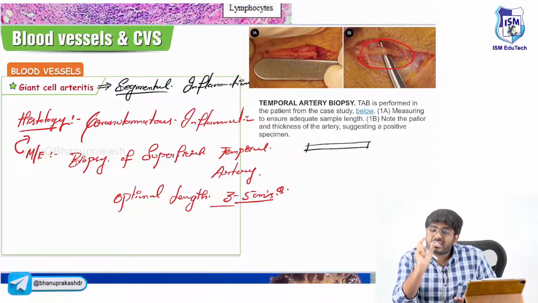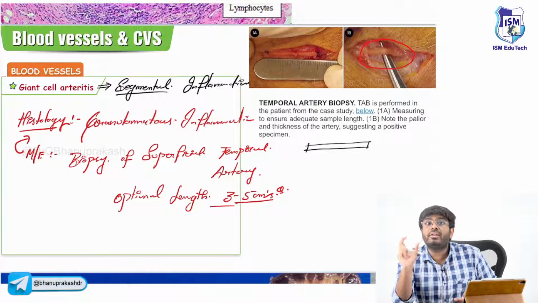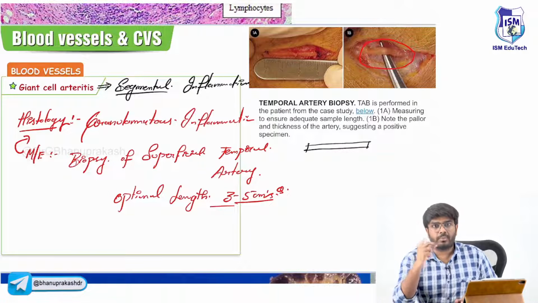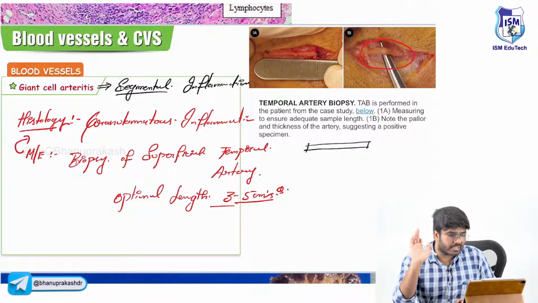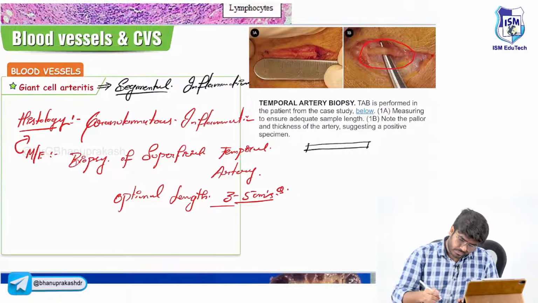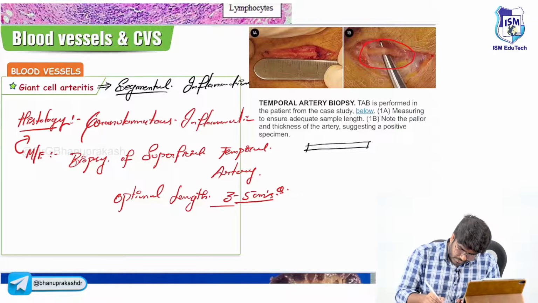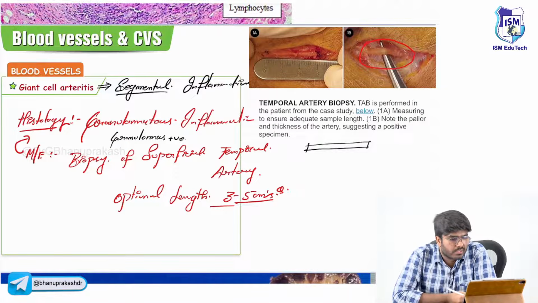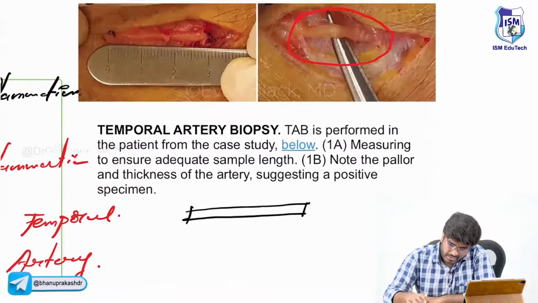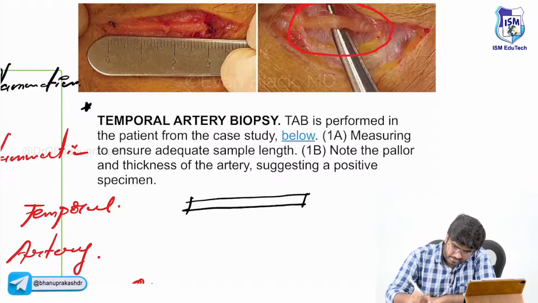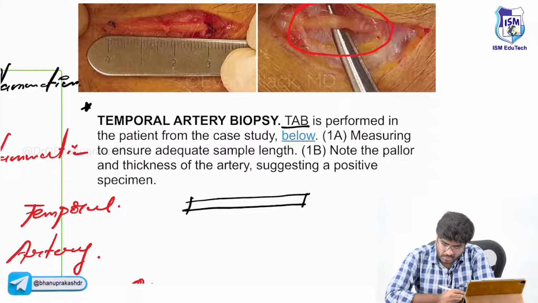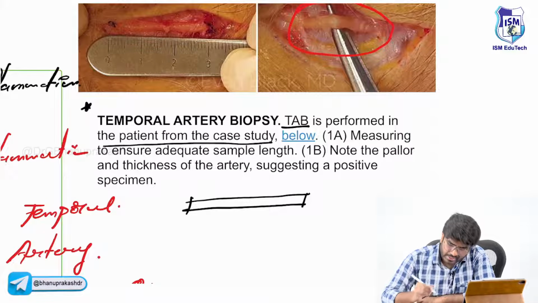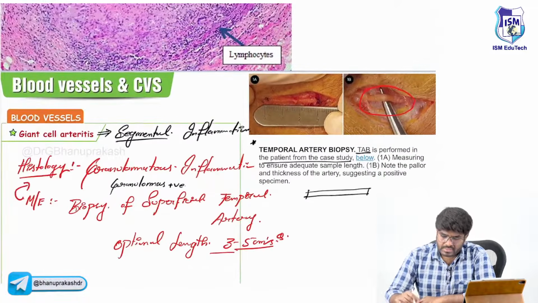Then what you will see is segmental granulomatous inflammation with giant cells and epithelioid cells present. So granulomas are present. These are the important points which I want you to know. Even in this image, you can clearly see the temporal artery biopsy, TAB. TAB means temporal artery biopsy, which is performed in a patient in a case study.